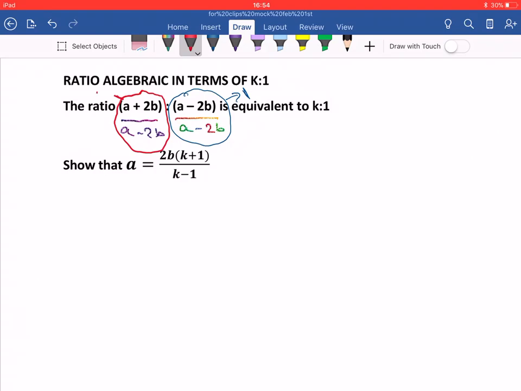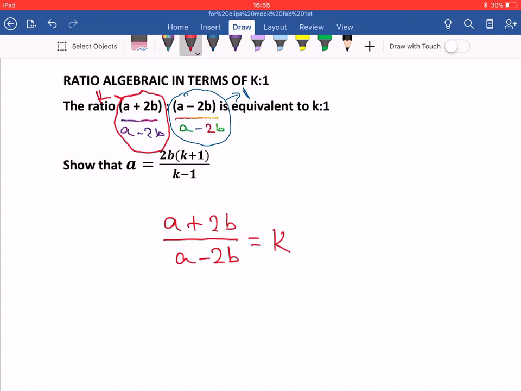All right, so that becomes k. So we can make it equal to k. So I'm now going to have a plus 2b over a minus 2b, and we said we can make that equal to k. Okay, because they're equivalent.